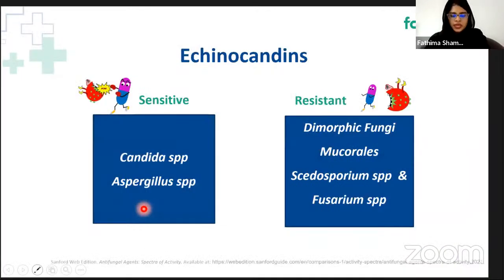Now we have echinocandins. Echinocandins are sensitive to Candida species, Aspergillus species. They are resistant to dimorphic fungi, mucorales, Pseudallescheria species, and Fusarium species.